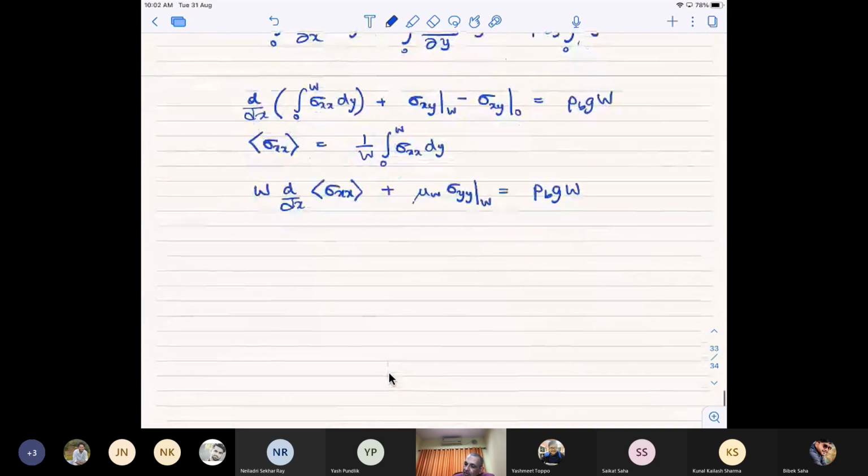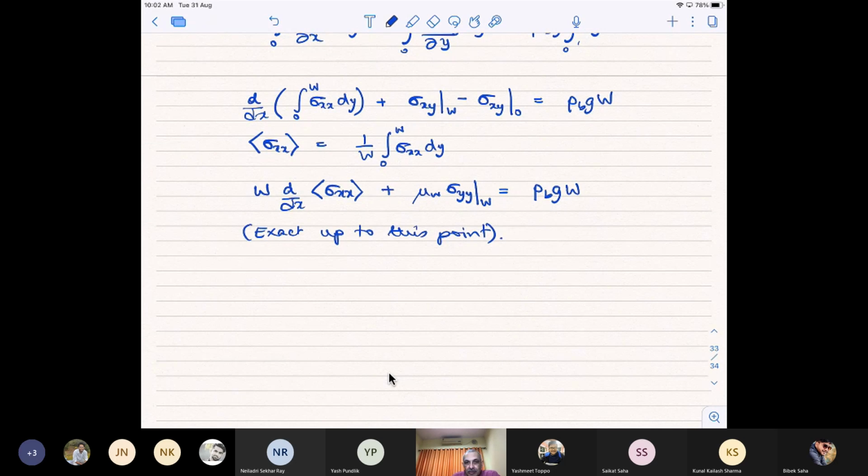Now, so far no approximations. This is exact up to this point. We have not made any approximation so far. We just simply did an integration.